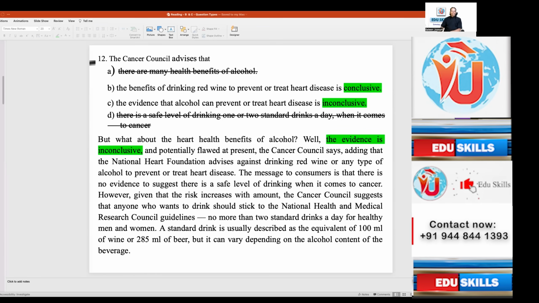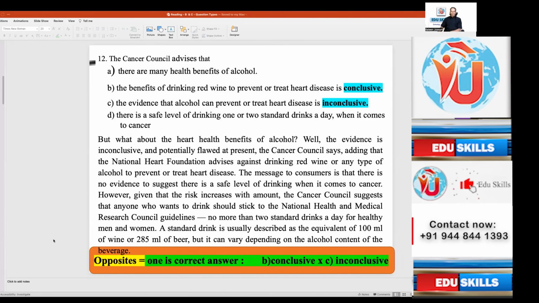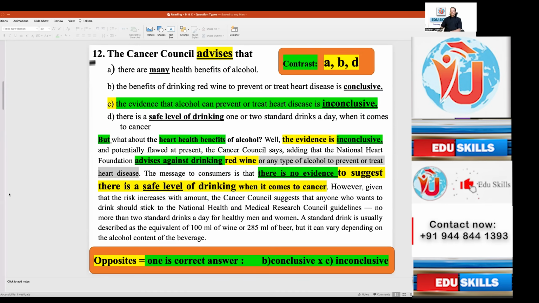So you need not read the rest of the things. That's how you can defeat the time. Let's see here. Okay, opposite. One is correct, conclusive and inconclusive. Even otherwise, here is a contrast. A, B and D are contrast.